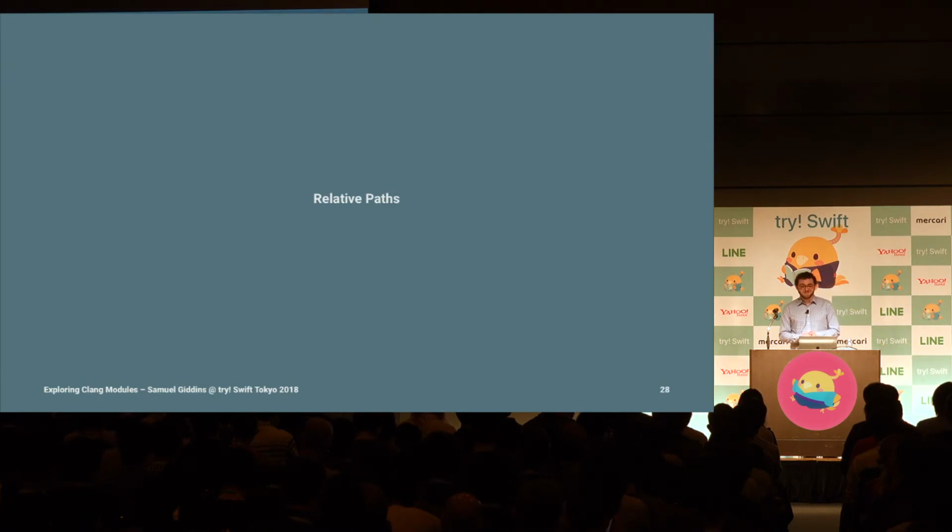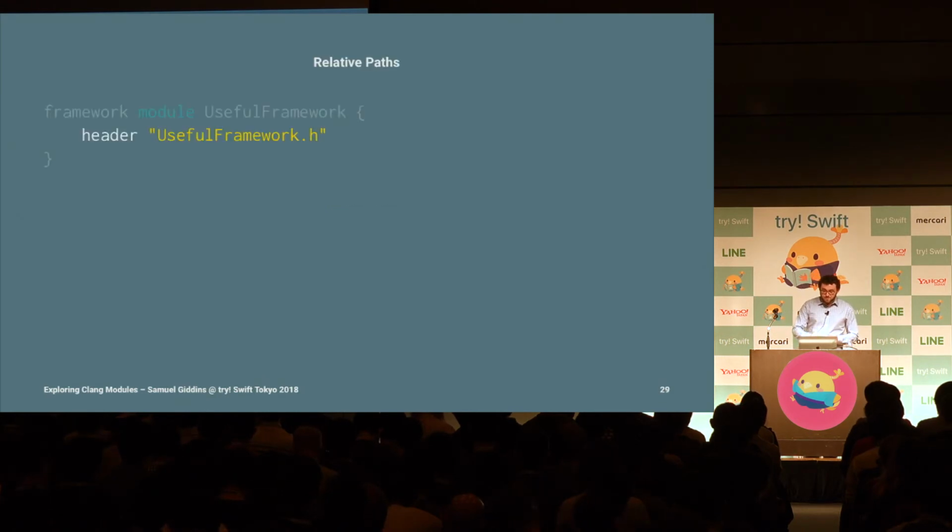I've saved my biggest complaint for last, and it's this. It's the only part of modules that I've yet to find a good way to work around. So any path in a module map file is treated as being relative to the directory that module map file is stored on disk. There is no way to tell Clang, either via the module map itself or via compiler flags, that paths should be resolved relative to some other directory.